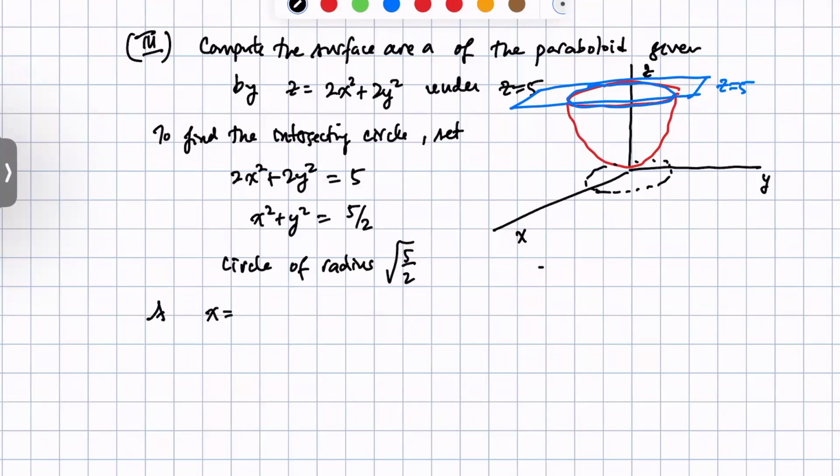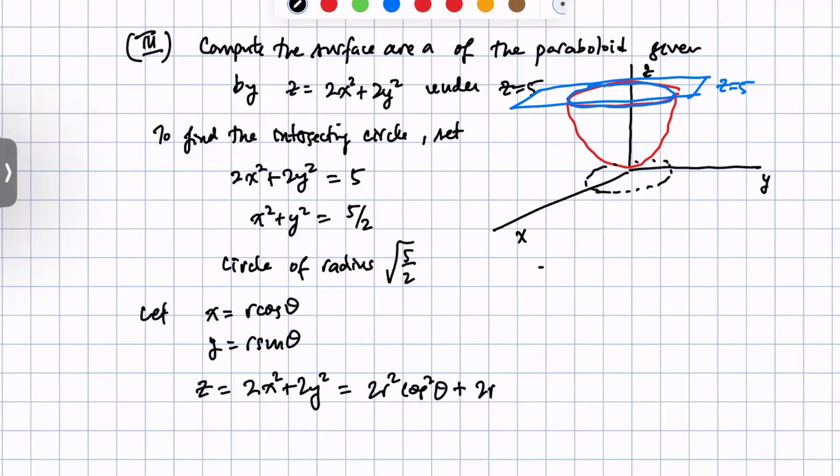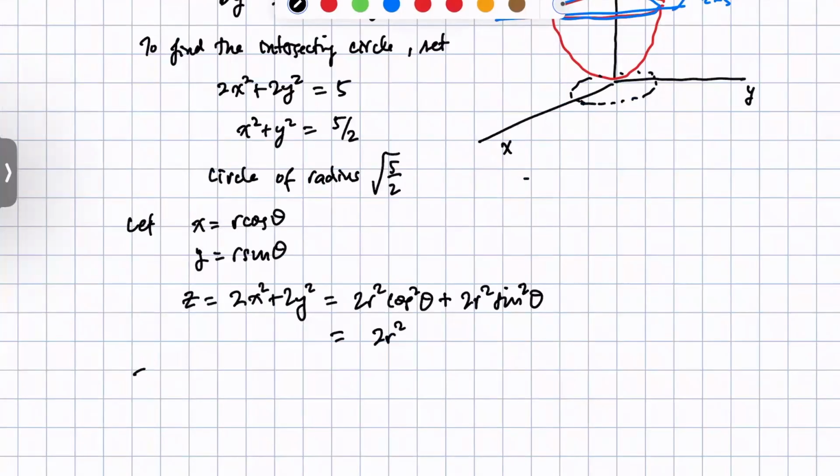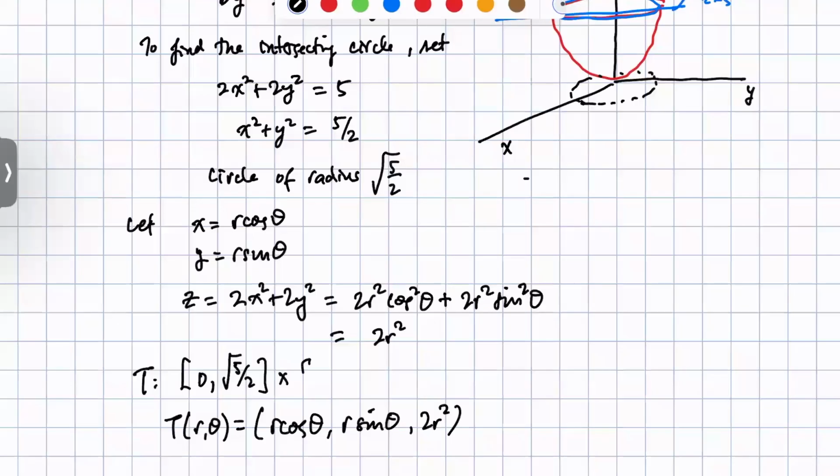Now we're going to let x equal r cosine theta, y equals r sine theta. And here z is 2x squared plus 2y squared, which is 2r squared cosine squared theta plus 2r squared sine squared theta. I factor out the 2r squared, and then there's just 1 left. So our parametrization looks like T of r, theta is r cosine theta, r sine theta, 2r squared. Notice that we have an r squared here instead of an r previously. My r goes from 0 to root 5 over 2, and my theta goes from 0 to 2 pi.